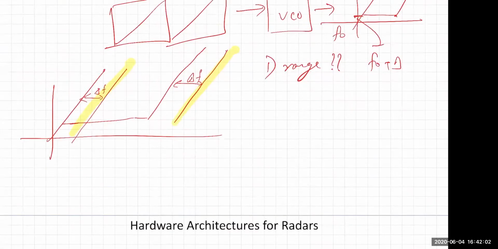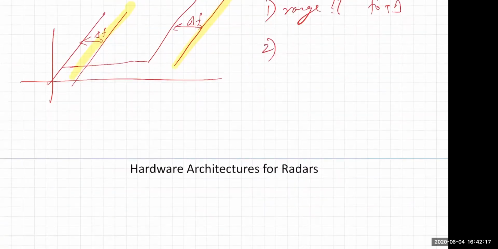Okay. What would happen to range estimation? So let's first understand the second component of the architecture, and that will probably help you answer this question. The second component of the architecture is essentially estimating this delta f, right? Now we have been doing conjugate multiply, but typical people find conjugate multipliers expensive.